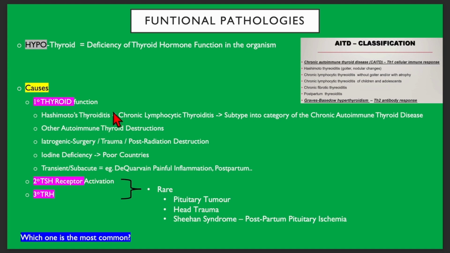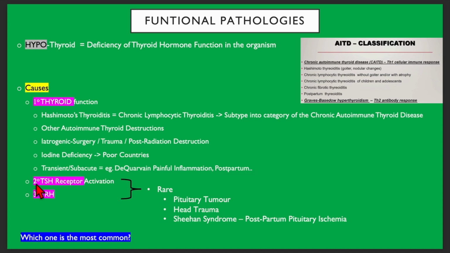So we have the autoimmune diseases, we have some iatrogenic causes, maybe we did some surgery and removed the thyroid, some trauma, like a car accident that destroyed the thyroid, some radiation that destroyed the thyroid, so another destruction. In poor countries, iodine deficiency, but we don't see it anymore in our countries because we iodinate the food. And then maybe some transient. Transient means that it's going to manifest a bit, but then it's going to go away. So it's only temporary. We are going to talk about them as well.